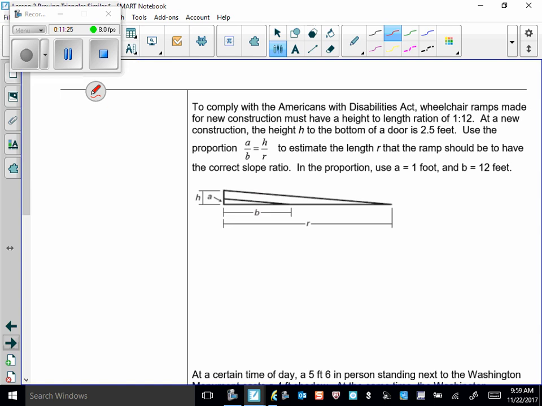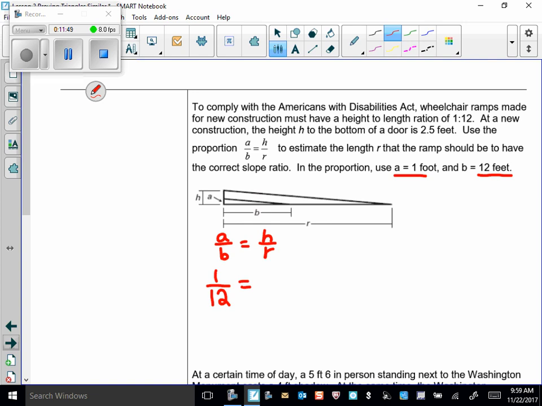Use the proportion a over b equals h over r. So I'm going to write that here, to estimate the length r that the ramp needs to be to have the correct ratio. In the proportion, use a equals 1 foot and b equals 12 feet. So I'm going to go ahead and substitute that in. 1 over 12.